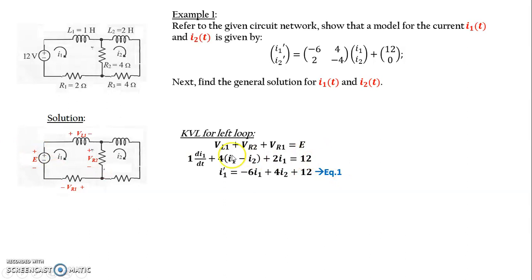Once you substitute everything, you can rearrange it so that you have I1' equal to negative 6I1 plus 4I2 plus 12. This is considered as equation 1. Next, we go to the second loop.